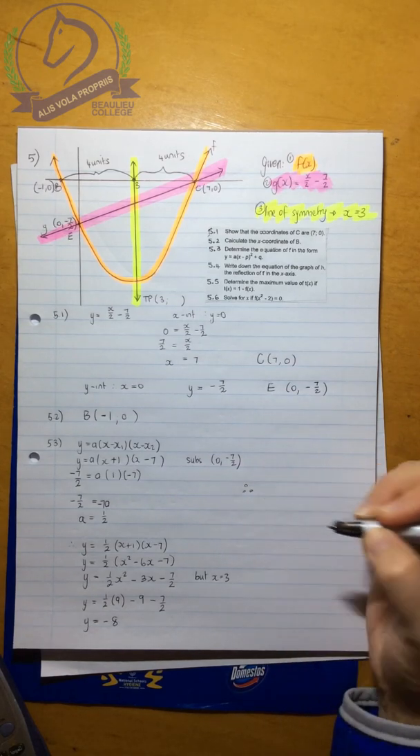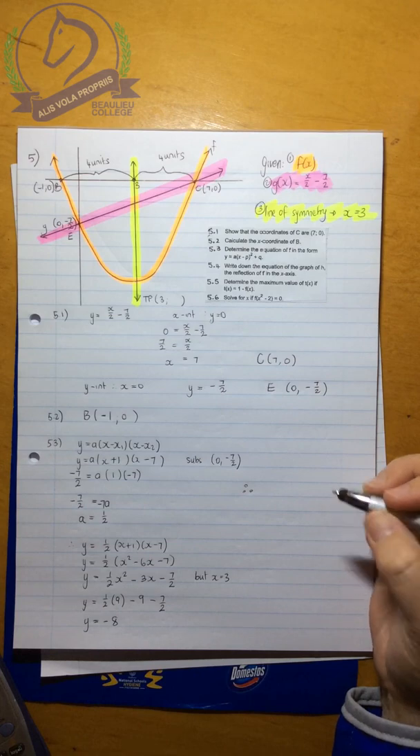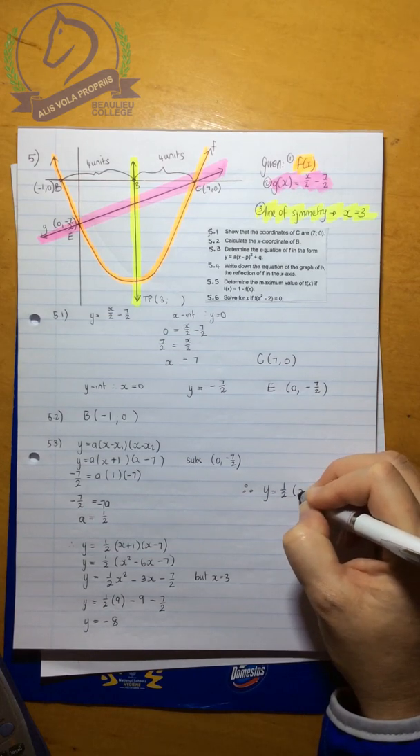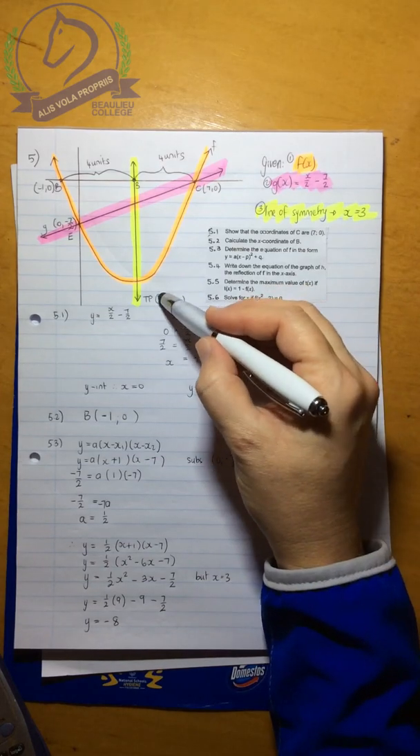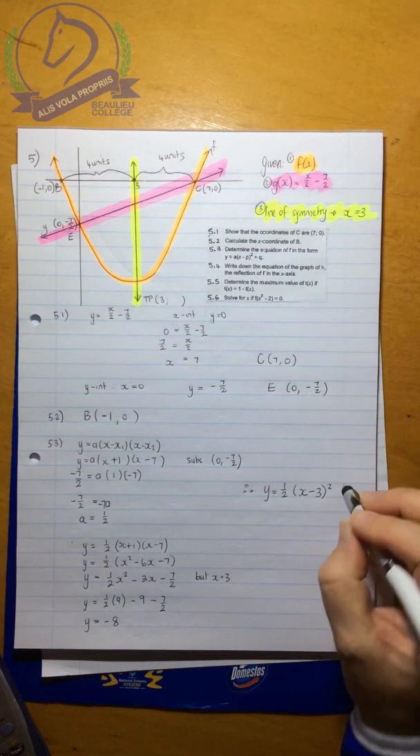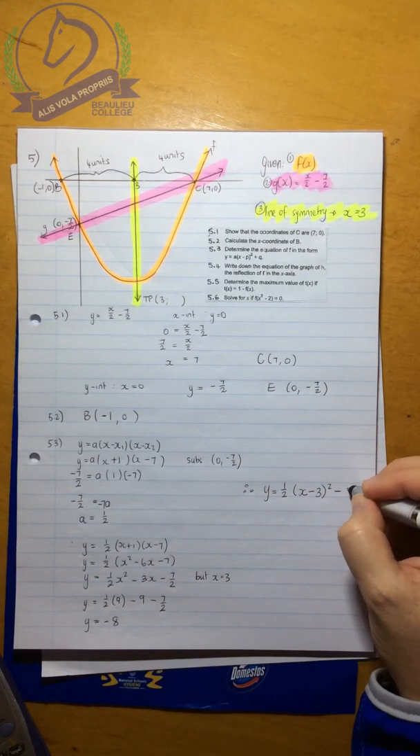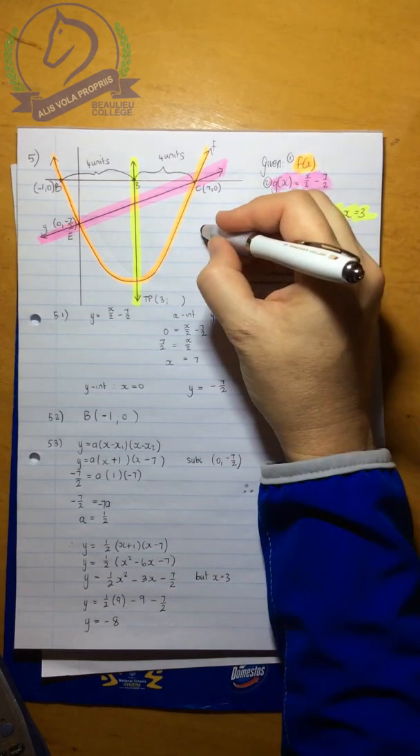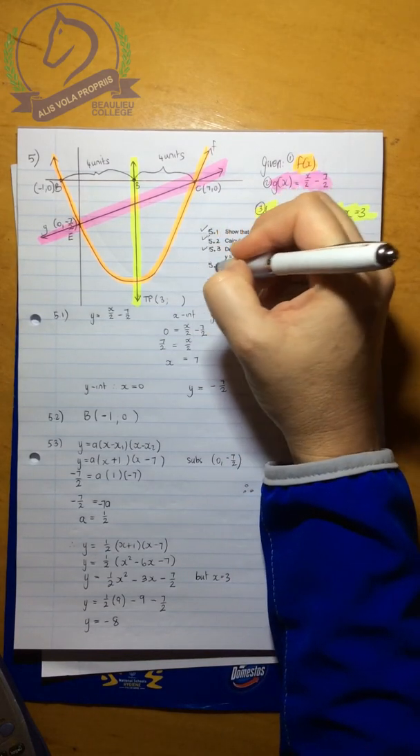So that means what? I have a p value, it's at plus 3, so I'm going to write minus 3 squared, and a q value of minus 8. And that is my answer for 5.3. Okay, so I've done 5.1, 5.2, 5.3.